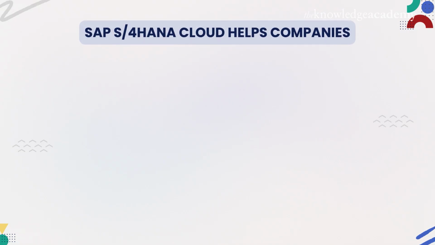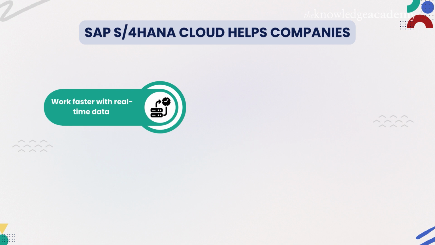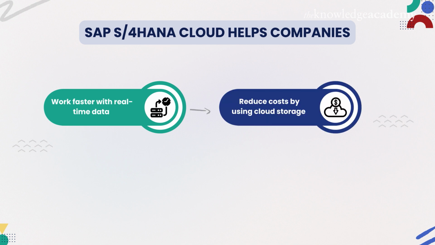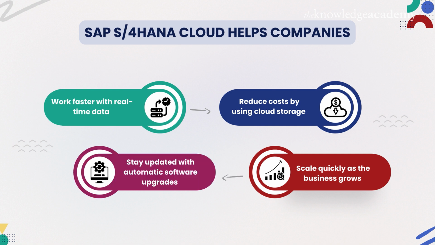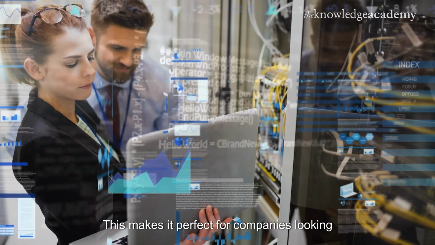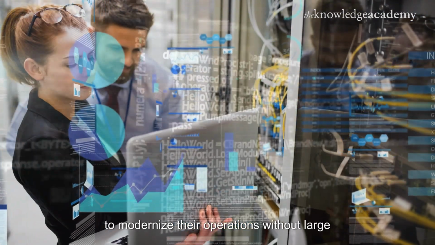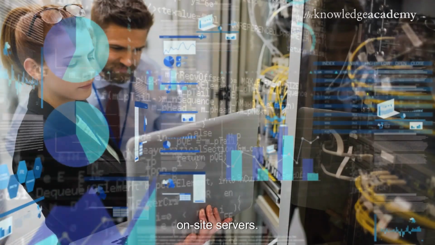SAP S/4HANA Cloud helps companies work faster with real-time data, reduce costs by using cloud storage, scale quickly as the business grows, and stay updated with automatic software upgrades. This makes it perfect for companies looking to modernize their operations without large on-site servers.